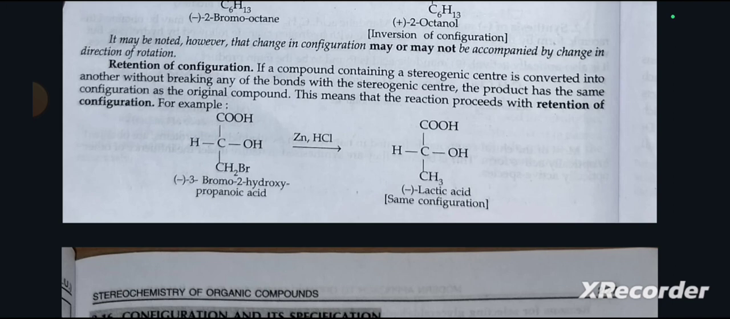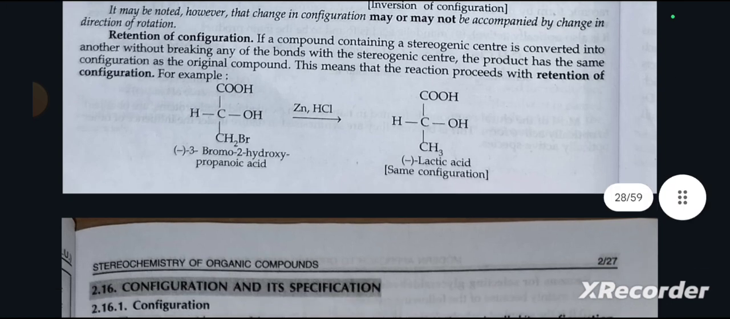If a compound containing a stereogenic center is converted into another without breaking any of the bonds with the stereogenic center, the product has the same configuration as the original compound. This means that the reaction proceeds with the retention of configuration. For example, COOH CHOH CH2Br, minus 3-bromo-2-hydroxypropanoic acid, in presence of Zn/HCl gives COOH CHOH CH3, minus lactic acid, same configuration.